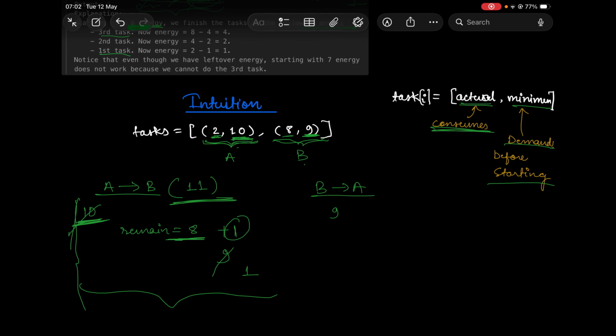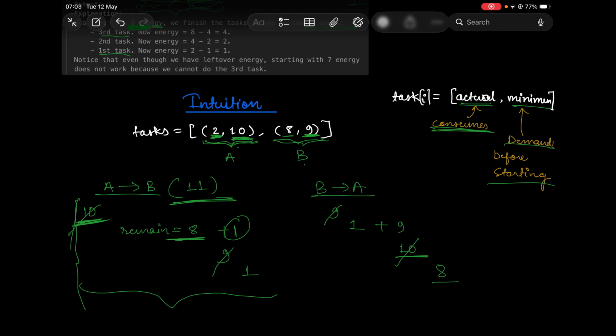After completing this task, it used 8 units of energy, so 1 was remaining. But to complete task A, the initial energy required was 10 and we only have 1. So we need to add an additional 9 over here, so that it comes to 10 and we would be able to start this task. After finishing the task, our remaining energy would be 8, as we required only 2.